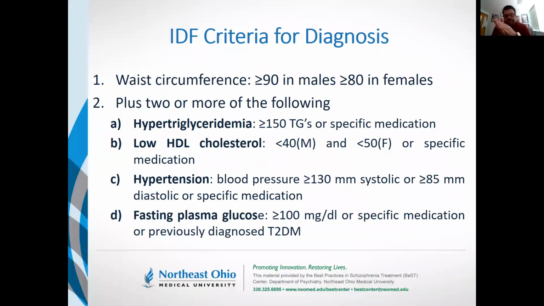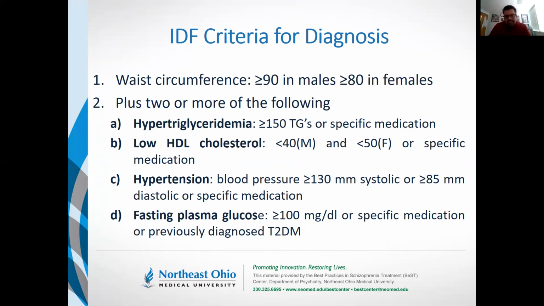So the IDF criteria for diagnosis: waist circumference greater than 90 centimeters in males and 80 centimeters in females. Now, depending on the source and the organization that's providing the information, the standard typically is this. And I think I included in one of the later slides, there's some leniency in the waist circumference, but as a standard, let's keep it to 90 and 80. So you've got the waist circumference plus 2 or more of the following.